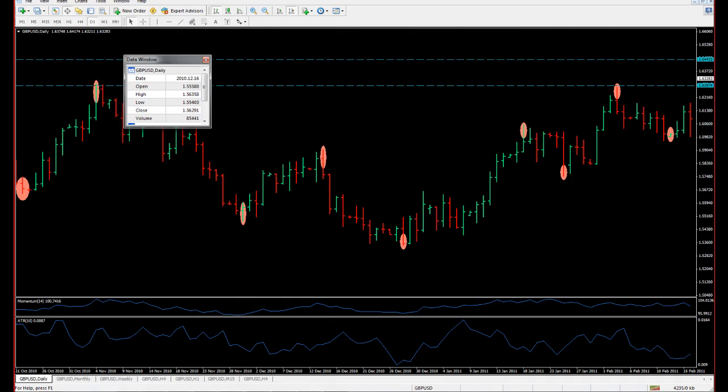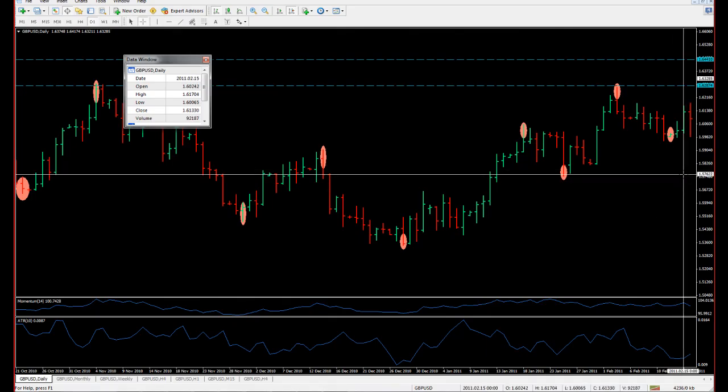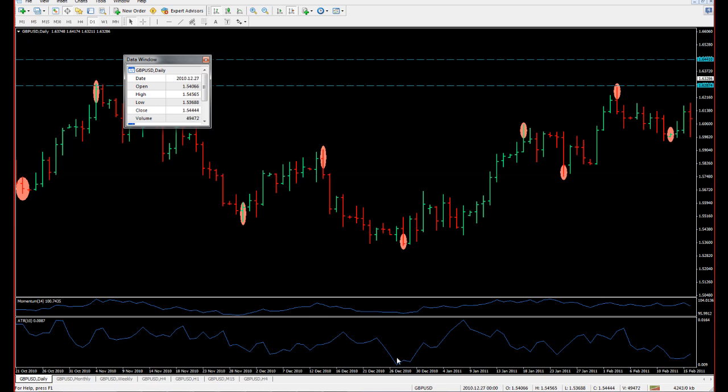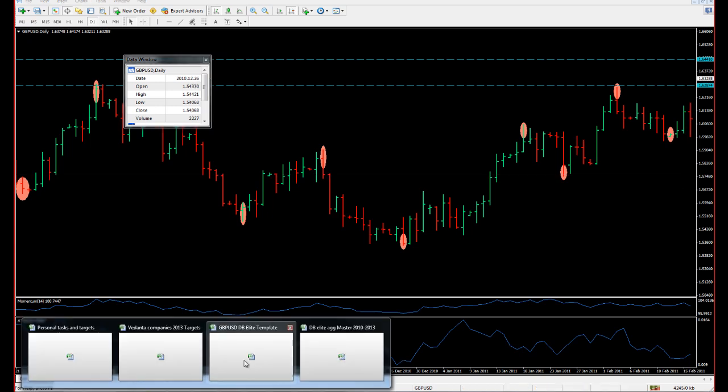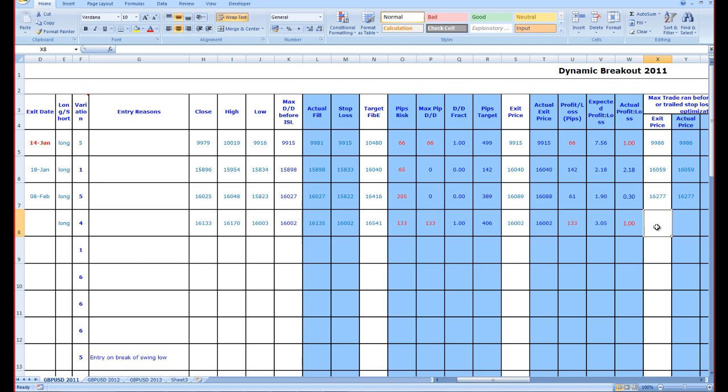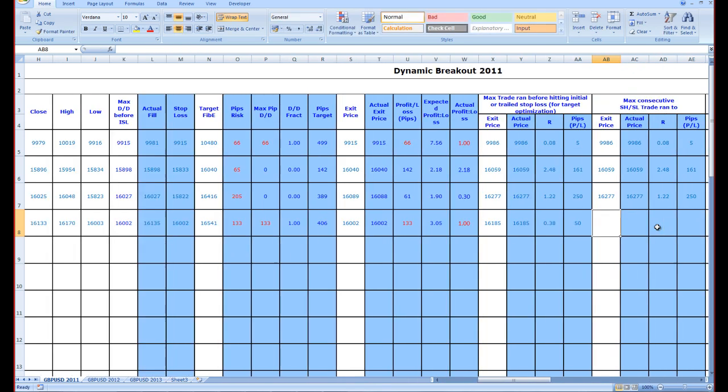Yeah. So now the maximum the trade ran is the high of this bar, no? Yep. So the high is 161.85. So there we go. So we got all of that. Maximum consecutive swing high or swing low trade ran to.